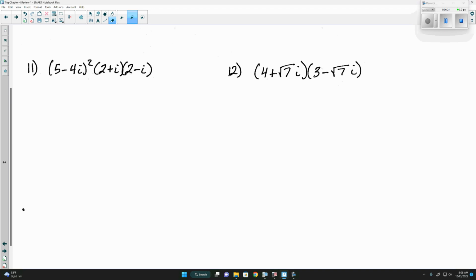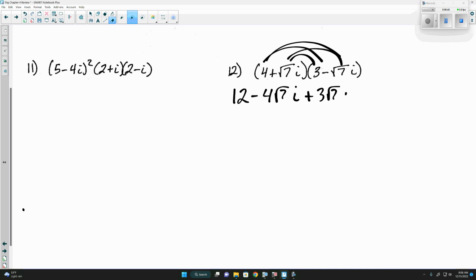It's not a nice number. It'll give us the decimal answer. It won't give us the radical answer. So this one here, we would have to just multiply through. 4 times 3 is 12. 4 times negative square root of 7i is going to be negative 4 square root of 7i. Multiplied by the square root of 7i. So we get plus 3 square root of 7i.